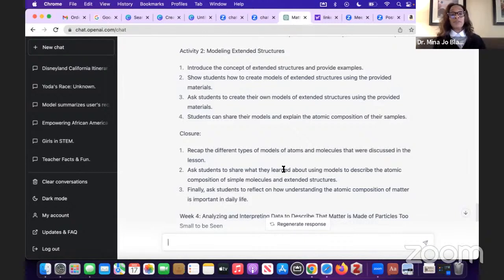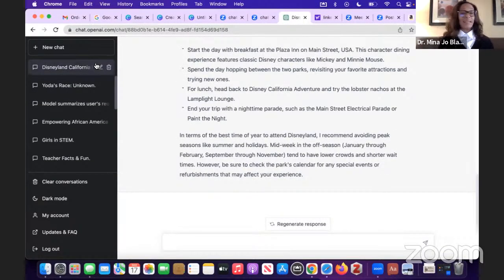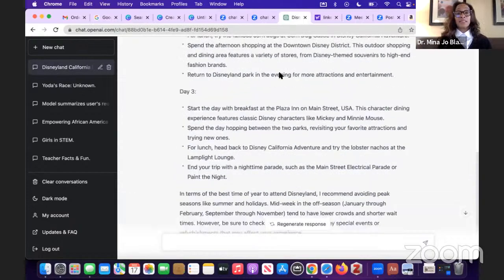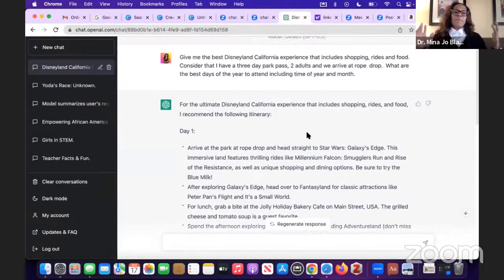Now that I live here, the first time I went since I was 10 years old was February 4th. So there were so many things that I wanted to learn about. So I asked yesterday, and I'm going to show you this. I asked ChatGPT to give me an itinerary, the best Disneyland California experience that includes shopping, rides, and food. Consider that I have a 3-day park pass, 2 adults, and we arrive at rope drop.